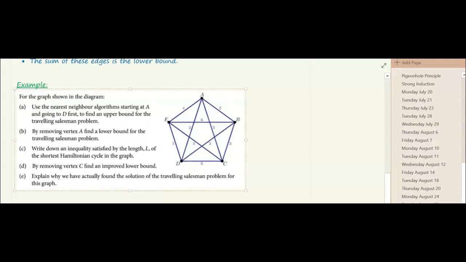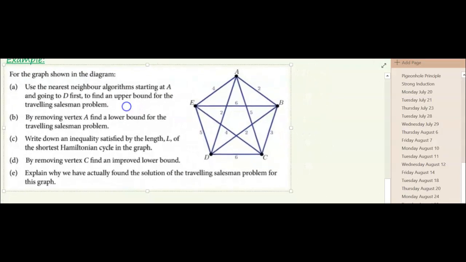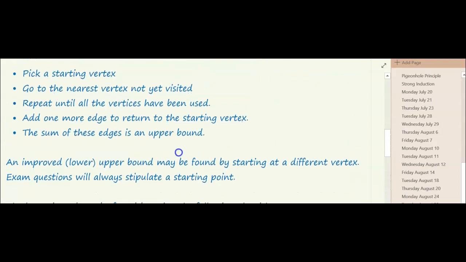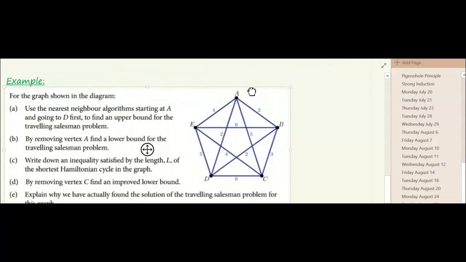Okay, so let's go through it: use the nearest neighbour algorithm starting at A. We're starting at point A, to find an upper bound for the travelling salesman problem. So in order to find an upper bound, this is what we do. Let's go to the upper bound algorithm. Pick a starting vertex. Well, that's been picked for us. We're starting at A. Okay, so I'm going to get to work on this one here. We're going to start at A, and we're going to go from A to D. That's going to be my first move, so I'm going to drop down from A to D.